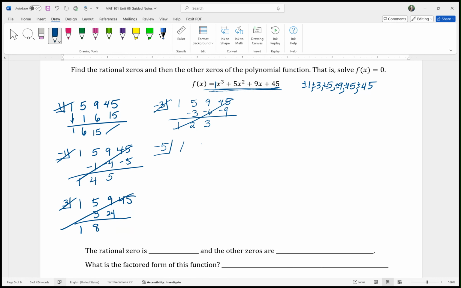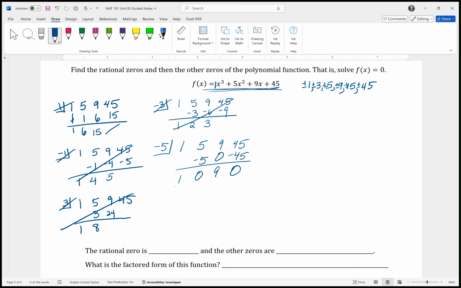That's 1, 5, 9, 45. 1. Negative 5 times 1 is negative 5. 5 minus 5 is 0. Don't panic. Use the 0. Negative 5 times 0 is 0. 9 plus 0 is 9. Negative 5 times 9 is negative 45, and we do indeed get a 0 here. Okay, so negative 5 is a 0.